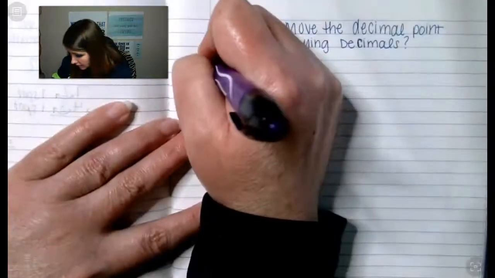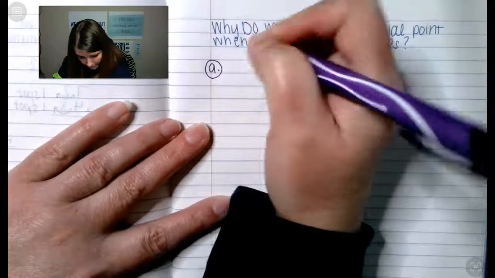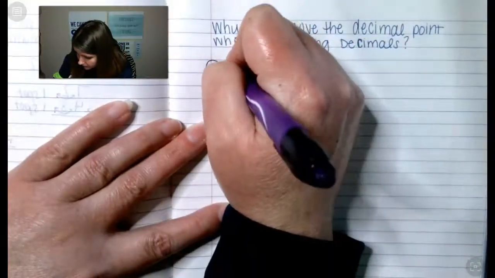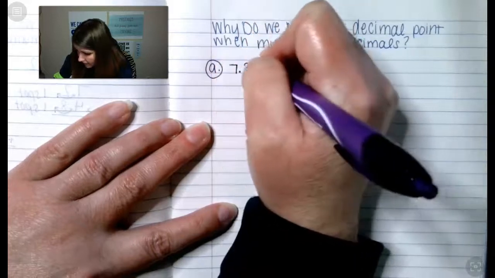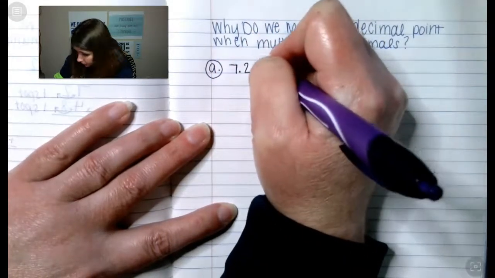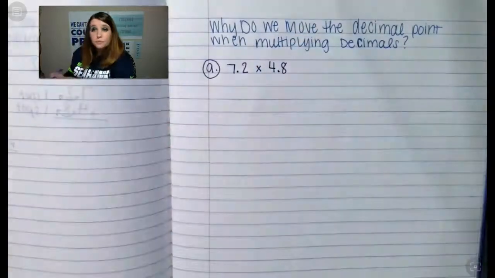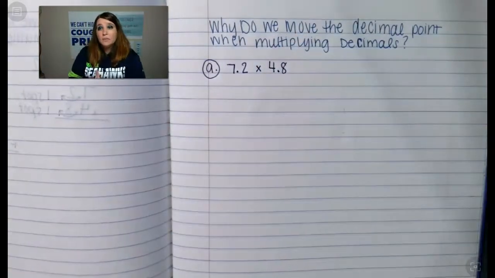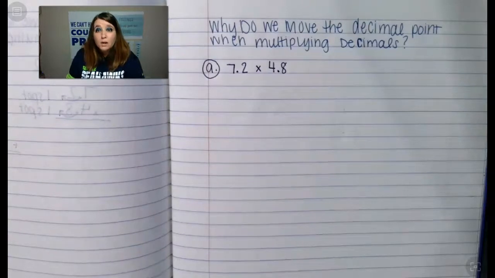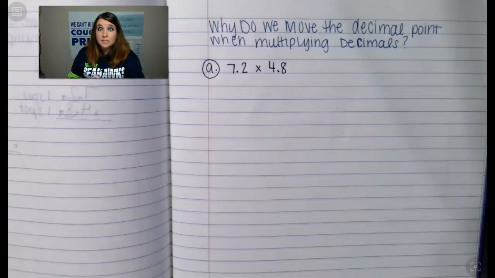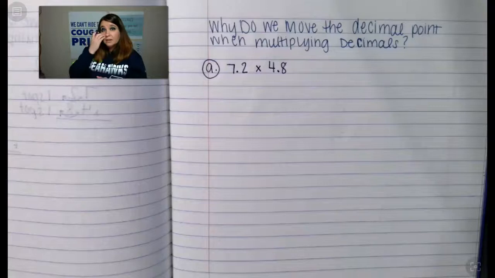Okay, so let's look at example A. Example A says, I have 7 2/10 times 4 8/10. So I have 7 2/10 times 4 8/10. It's really tense in here. I know. Crazy, right?